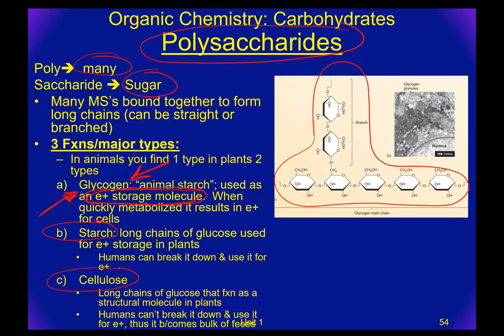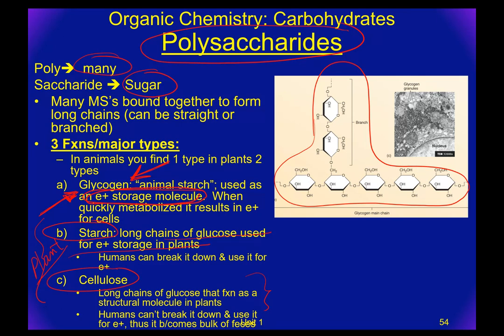Starch and cellulose are plant specific. These two polysaccharides you find from plants. Starch is long chains of glucose used for energy storage in plants. Now, this is kind of the cool thing with starch. We can actually take advantage of that. We eat potatoes, we eat rice, we eat wheat. These are starch storage molecules from plants that we can consume and get energy from. Yes, we have to break it down and turn it into a monosaccharide, but we can still use it.